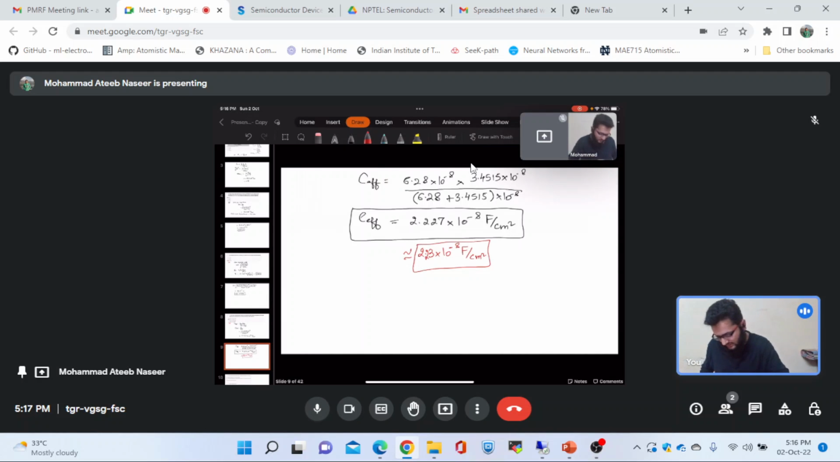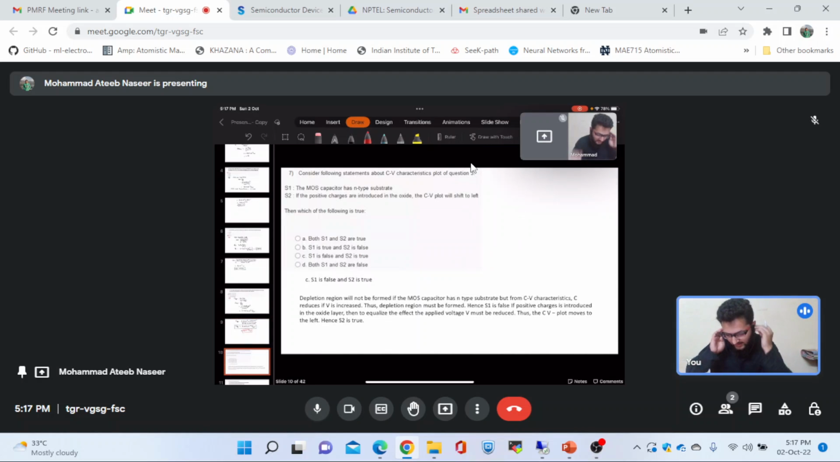So let's move to another problem, which says that we have been given the CV curve for the MOSCAP, and we have to tell from that CV curve whether the substrate was N-type or whether it was P-type. And also we have to tell another statement, which is that if we introduce some positive charge in the oxide, what will happen to the CV plot, whether it will shift to left or whether it will shift to right.